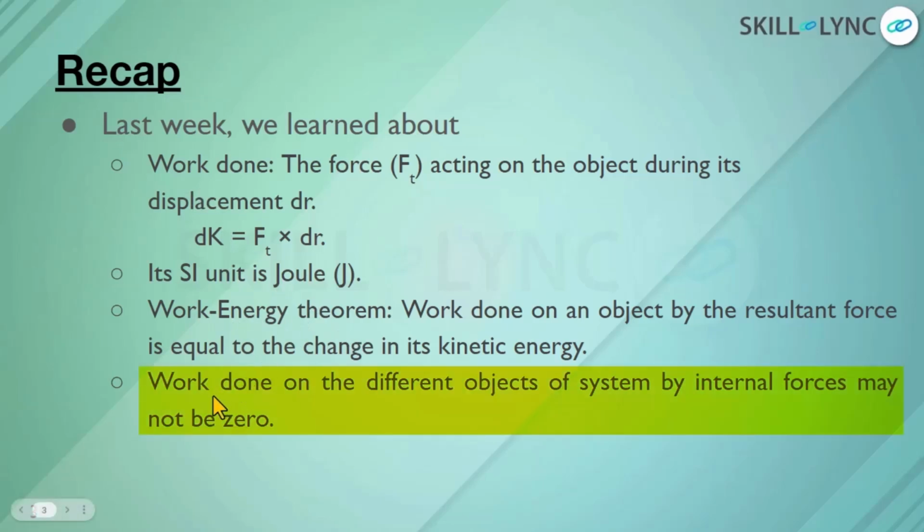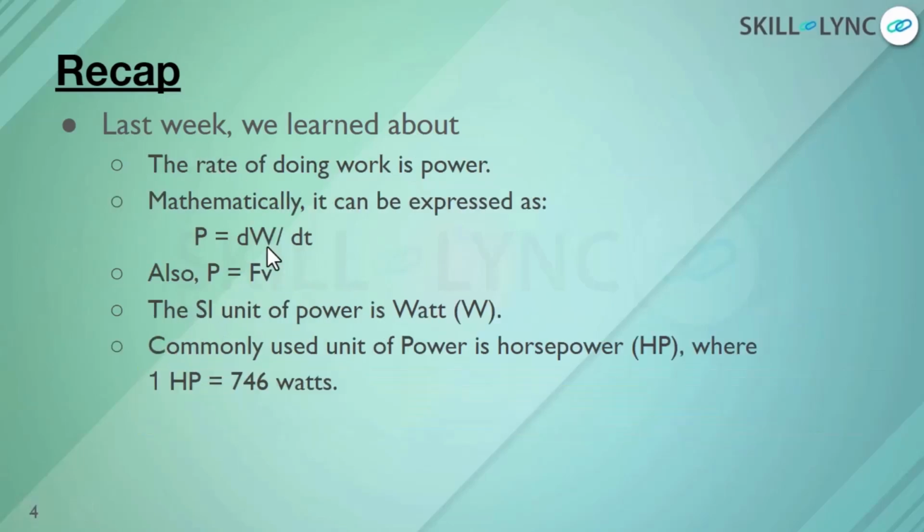Also, work done on different objects of system by internal forces may not be zero. This was another fact we have learned previously, that the work done on different objects of system by internal forces may not be zero. That means internal forces could also cause some kind of work on the system. Further, we got to know about power.